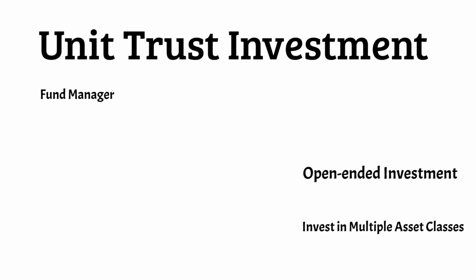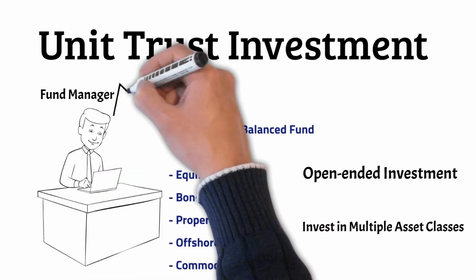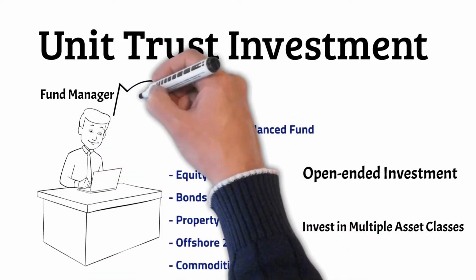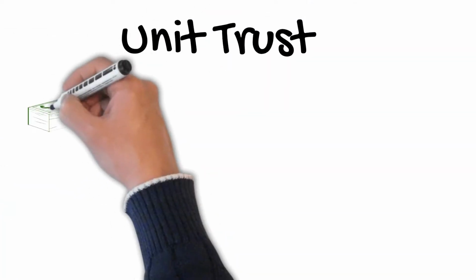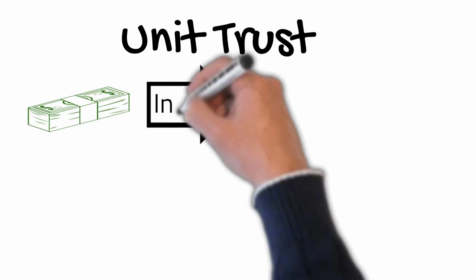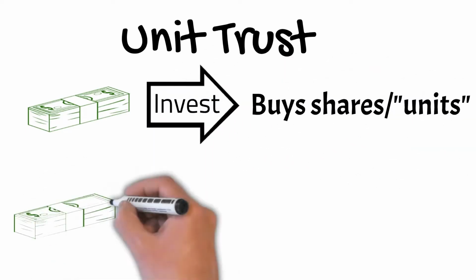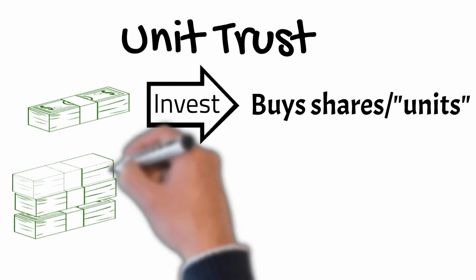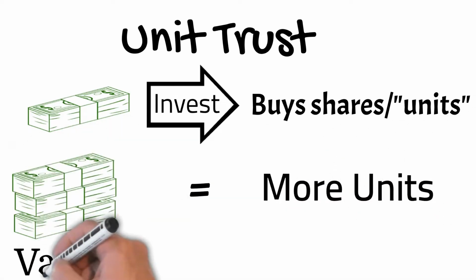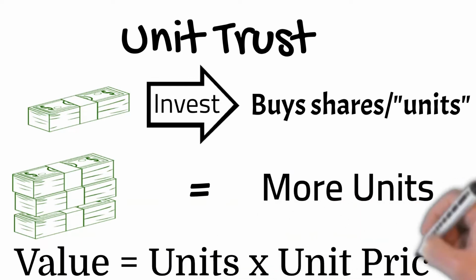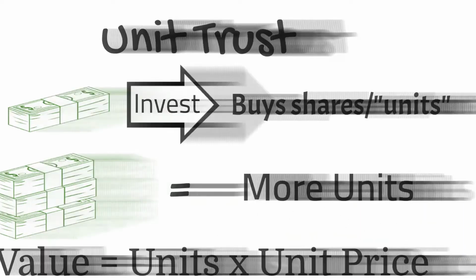Today we are going to be speaking about unit trust investments compared to linked investments. A unit trust investment is an open-ended investment that allows you to invest in multiple asset classes, which is managed by a dedicated fund manager. The money that you invest is used to buy a number of shares or units in that fund. The more money that you invest, the more units or shares that you will own. Your value is calculated by multiplying your units by the unit price.